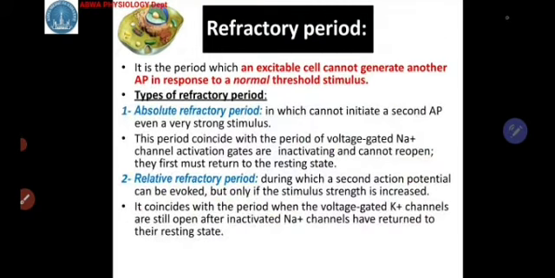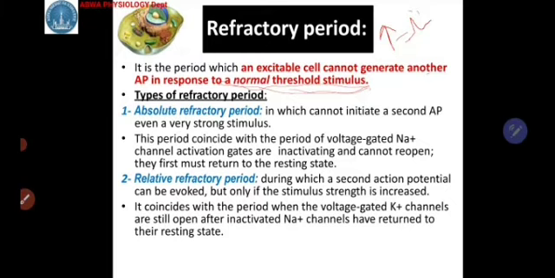Refractory period. The refractory period is a period when the cell cannot generate another action potential. It is the period in which an excitable cell cannot generate another action potential in response to a normal threshold. The word is normal. If the stimulus is much stronger than normal, it may cause another action potential. Otherwise, in one ongoing action potential, there will be no additional action potential.